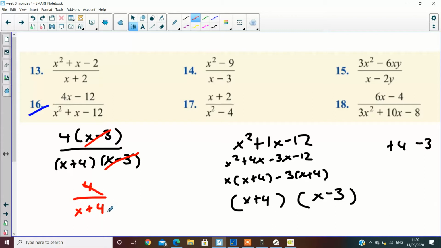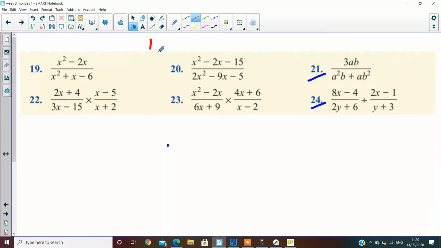Am I allowed to cancel the plus 4s? Because you need an x plus 4 to cancel the x plus 4, right? So it's different. They're different numbers, so you're not allowed to cancel them off each other. So that's a 4. All right, move on. So I've done 16. Next I'm up to 21 and 24. Is that correct? All right.